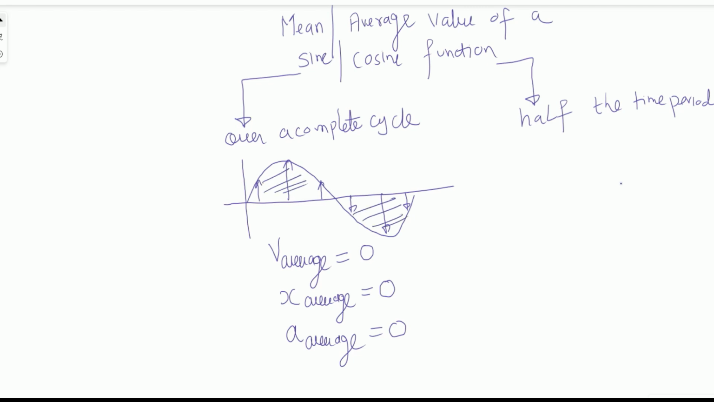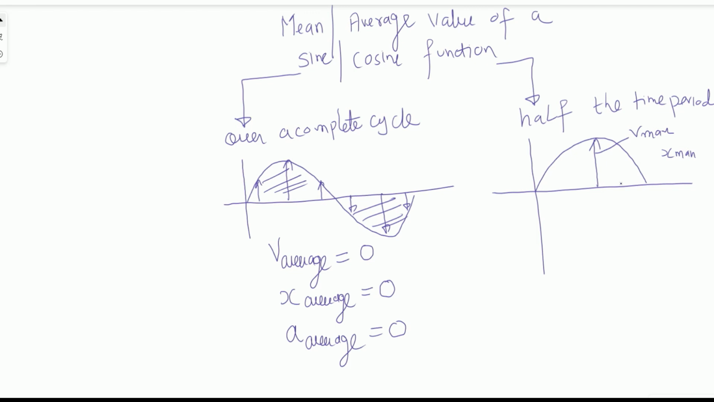However, if you are asked in the question how to calculate the mean or average value for half the time period, so if you are given just this part, this is not 0. To do this, what you need to do is find the maximum value, V max for example, or A max or X max. You know these values.